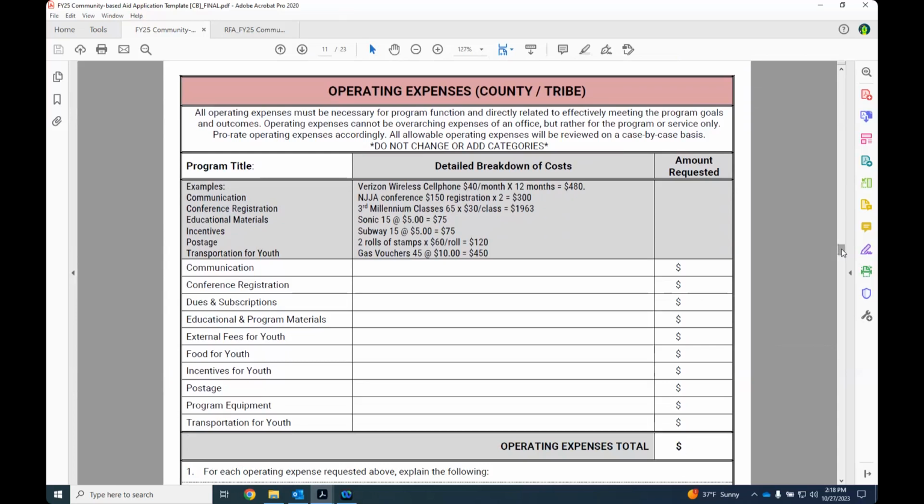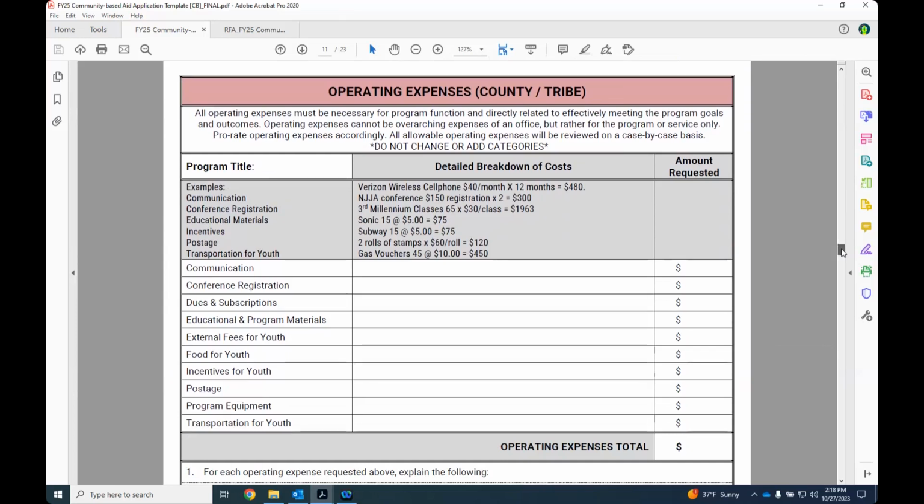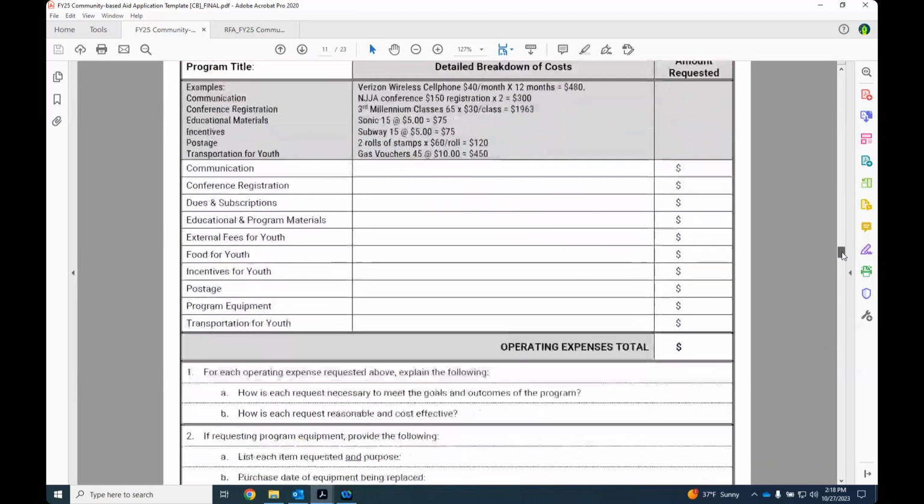As you can see for food for youth up on top, we might show that we're buying 15 Sonic gift cards at $5 equals 75. We might show that we're purchasing 15 Subway gift cards at $5 for 75. Again, these are just examples, but that is how we would like it broken down on this table, just to be really clear and so that we don't have to bounce back with any questions.